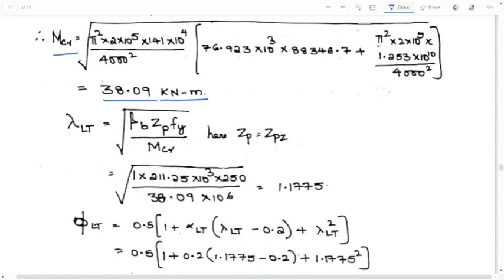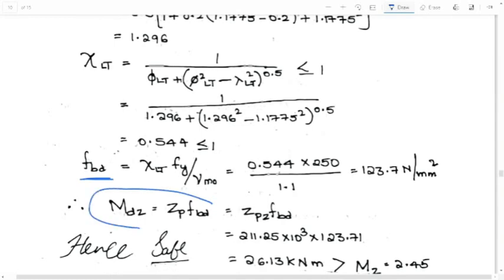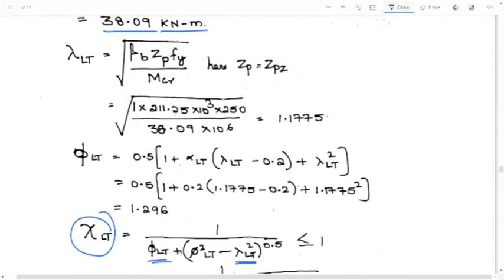Now I need to find out the value of Fbd. Actually my main objective is to find out Mdz, which is equal to Zpz into Fbd. Fbd is equal to Chi LT Fy by gamma m0. So I need to find out what is this, and this value is given by this expression where phi LT and lambda LT are the unknowns. Phi LT equals beta B root over beta B Zp Fy by Mcr. Here Zp is equal to Zpz. Everything is Z here.